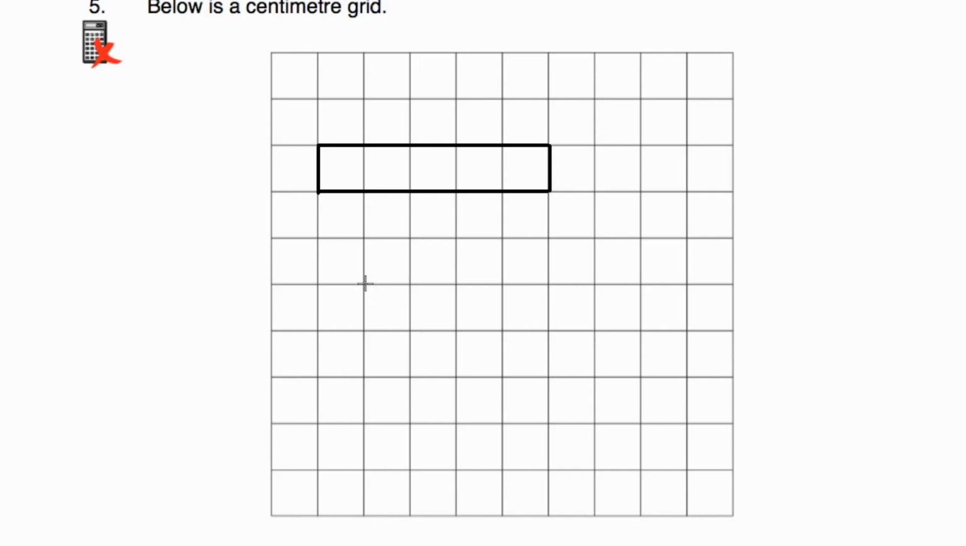We could draw another one. For instance, we could go 4 centimetres across and then 2 centimetres down, 4 centimetres across and 2 centimetres up, and that rectangle would have a perimeter of 12 centimetres as well. Let's just check it: 1, 2, 3, 4, 5, 6, 7, 8, 9, 10, 11, 12. We could even do half centimetres and so on, but because it's on a centimetre grid, I would probably stick to those types of rectangles, like a 5 by 1 rectangle or a 4 by 2 rectangle. So there's two possible solutions there. Both of those rectangles would have a perimeter of 12 centimetres.